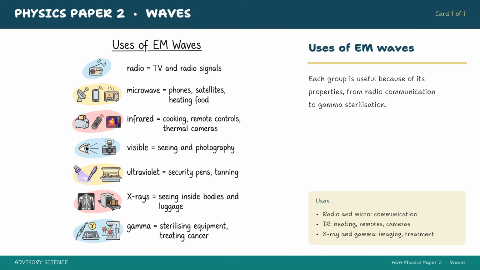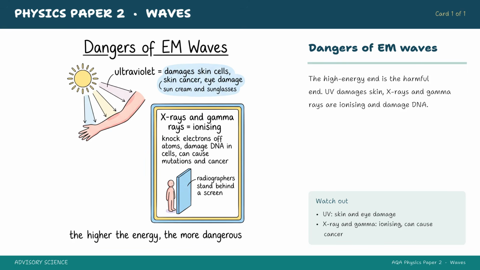Dangers of electromagnetic waves. The high energy end is the harmful end. Ultraviolet damages skin cells and can cause skin cancer and eye damage, hence sun cream and sunglasses. X-rays and gamma rays are ionizing. They knock electrons off atoms and damage the DNA in cells, which can cause mutations and cancer. More radiation and longer exposure means more risk, which is why radiographers step behind a screen.